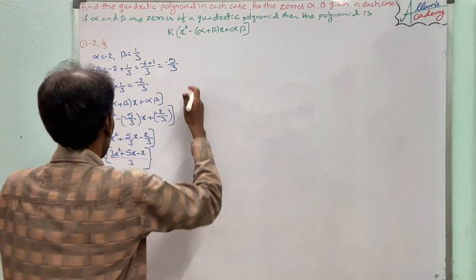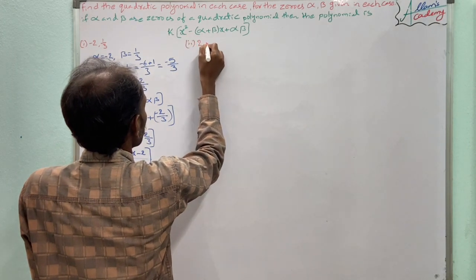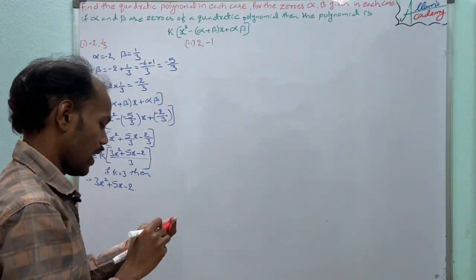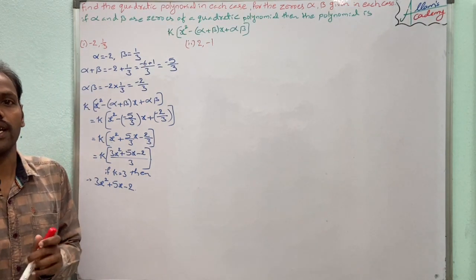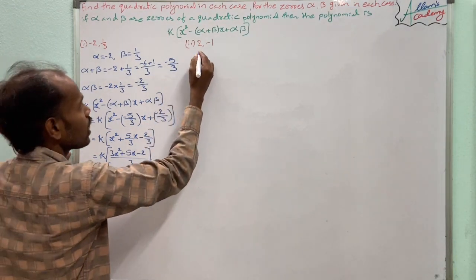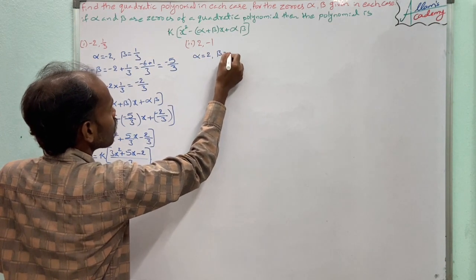Now if we see another problem, the zeros are 2 and minus 1. So the zeros are 2 and minus 1. So here alpha equals 2 and beta equals minus 1.